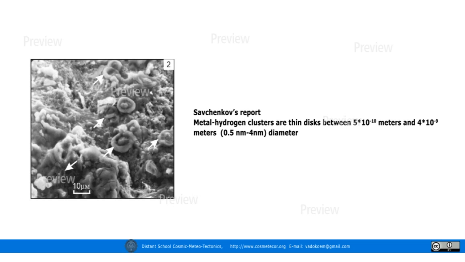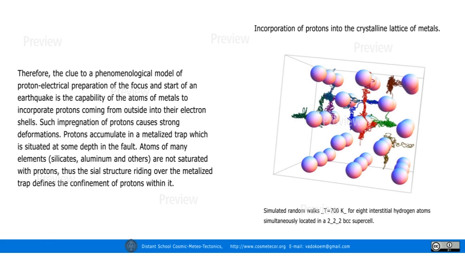Savchenov later reported that movable atomic metal-hydrogen clusters were being observed at room temperature. Those atomic metal-hydrogen clusters are thin disks between 5 times 10^-10 meters and 4 times 10^-9 meters in diameter, and were observed at the side of tension cracking. The surface of the cracking resembles the boiling of liquid.